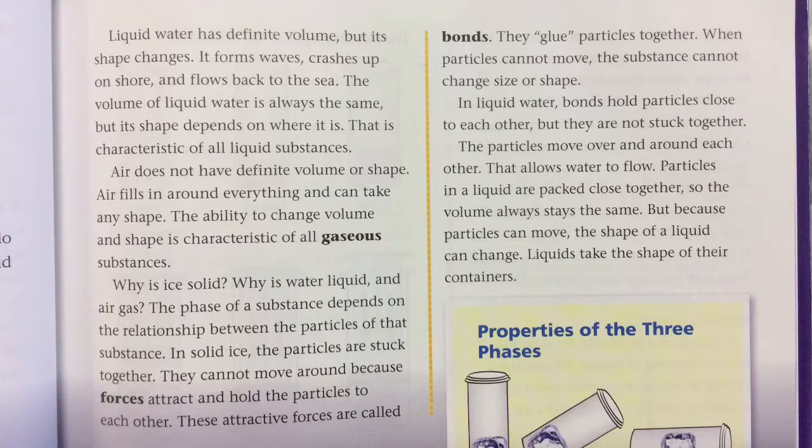In liquid water, bonds hold particles close to each other, but they are not stuck together. The particles move over and around each other. That allows water to flow. Particles in a liquid are packed close together, so the volume always stays the same. But because particles can move, the shape of a liquid can change. Liquids take the shape of their containers.